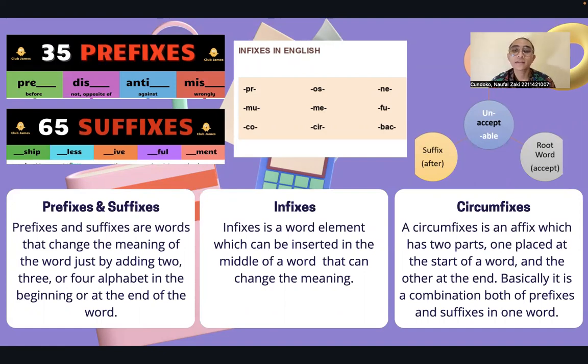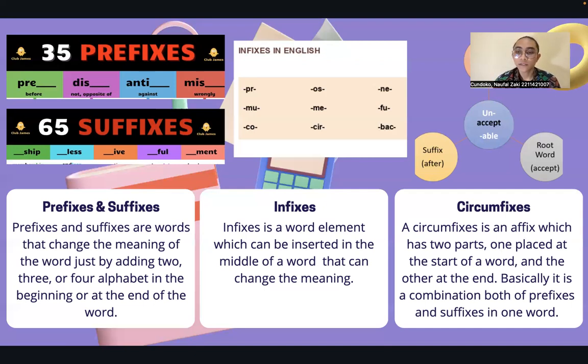The next one is infixes. Infixes are word elements which can be inserted in the middle of a word that can change the meaning. For the example, we can take a look at the picture, etc. The last one is the circumfixes.